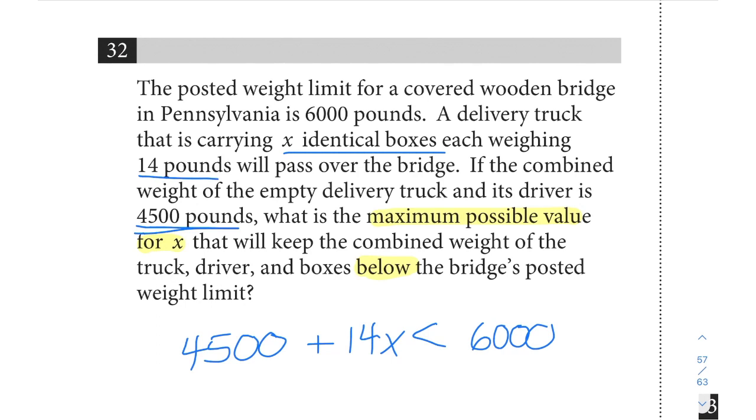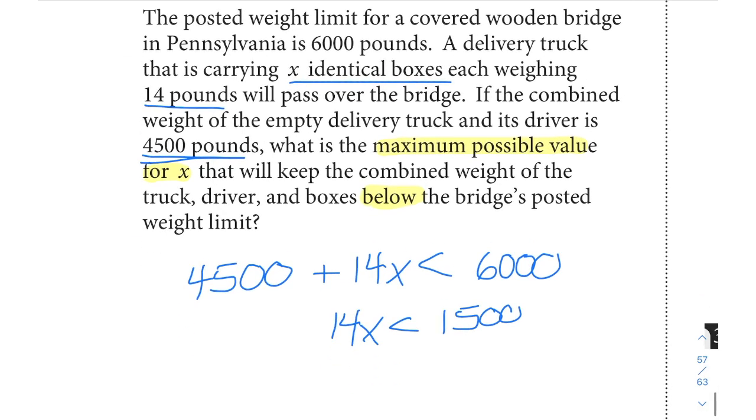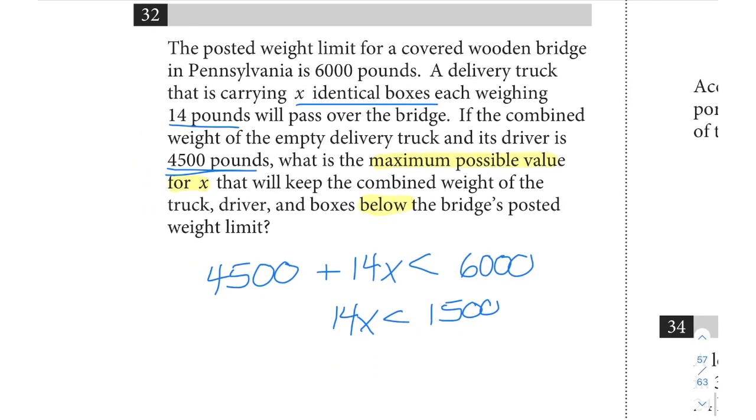Because if we actually do the math here, what we come up with is you subtract 4,500 from both sides. So you get 14x is less than 1,500. And then if you divide 1,500 by 14, it comes out to be a decimal. You'll get x is less than 107.14.